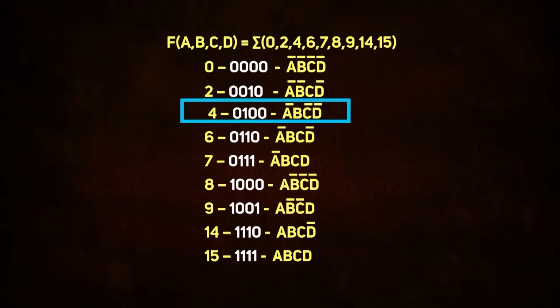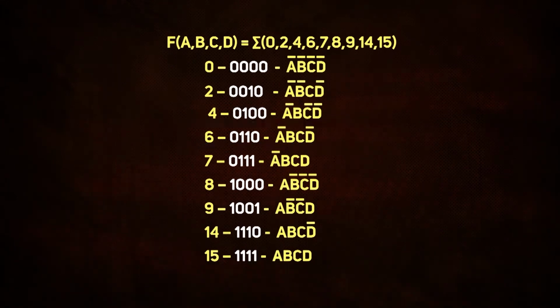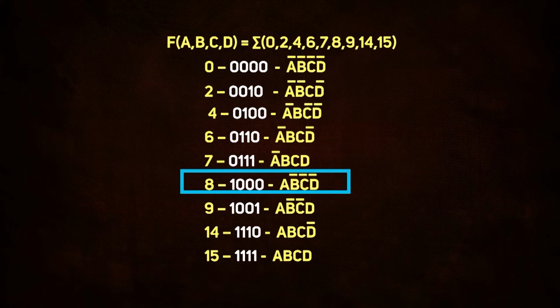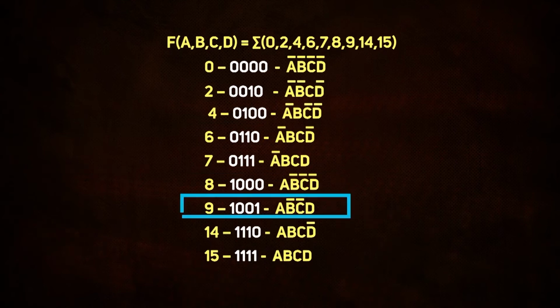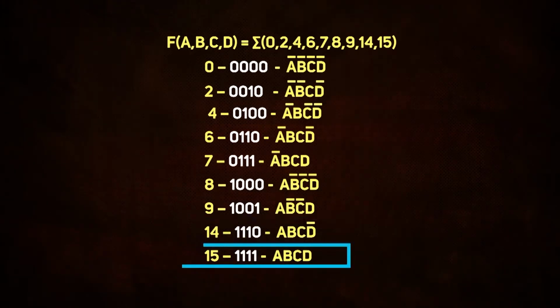that is A complement, B, C complement, D complement. Then 6, that is 0, 1, 1, 0, A complement, B, C, D complement. Then 7, 0, 1, 1, 1, A complement, B, C, D. Then 8, 1, 0, 0, 0, that is A, B complement, C complement, D complement, and 9 is 1, 0, 0, 1, A, B complement, C complement, D. Then 14, 1, 1, 1, 0, it is A, B, C, D complement, and 15, 1, 1, 1, 1, it is A, B, C, D.